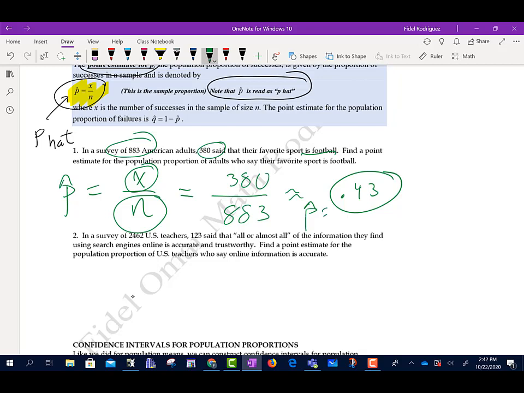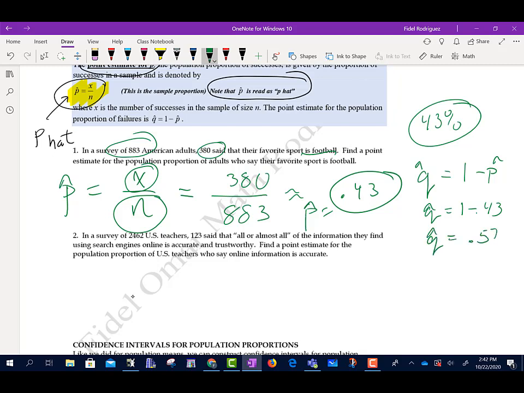What does this mean? This means that 43% of the people who were surveyed said that they liked football. If I wanted to find Q hat, remember it would be 1 minus P hat. So Q hat is 1 minus 0.43, which is 0.57. Think about this in terms of percents: 0.57 would be the same thing as 57%.